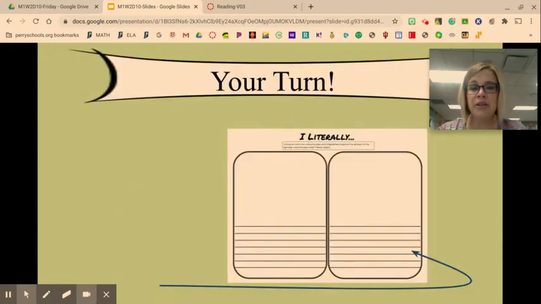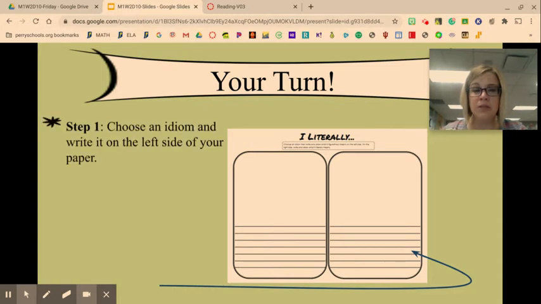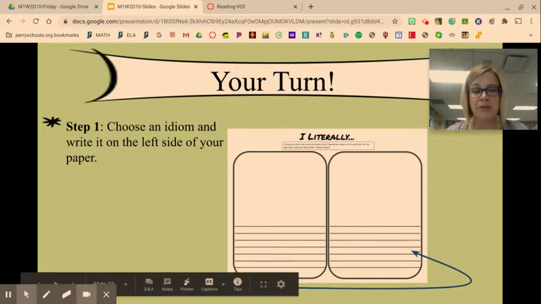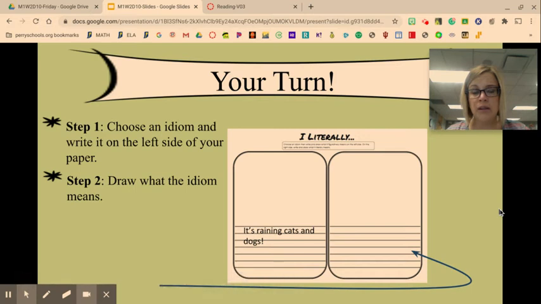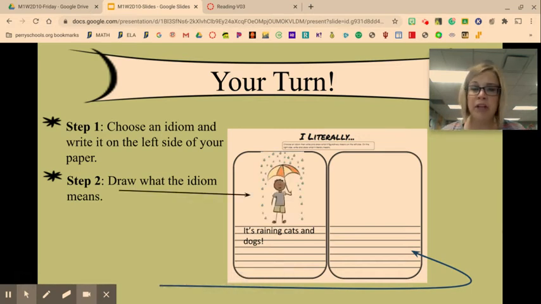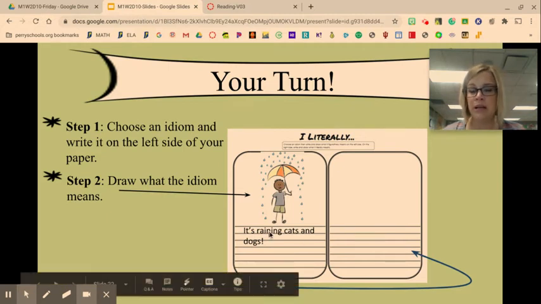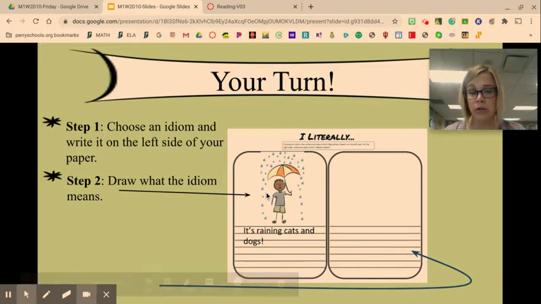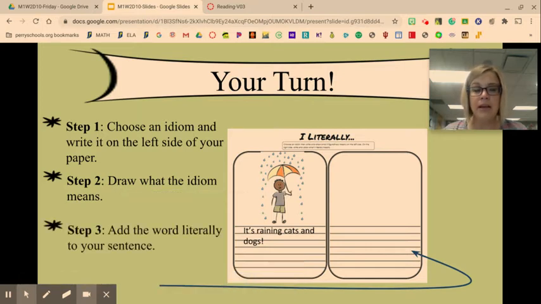So your turn, and what you're going to be doing is to choose an idiom and then write it on the left side of your paper right here. And then you're going to draw what the idiom means. So you're going to tell me what it figuratively means. So if you pick it's raining cats and dogs, you're going to draw a picture of it just raining really, really hard.